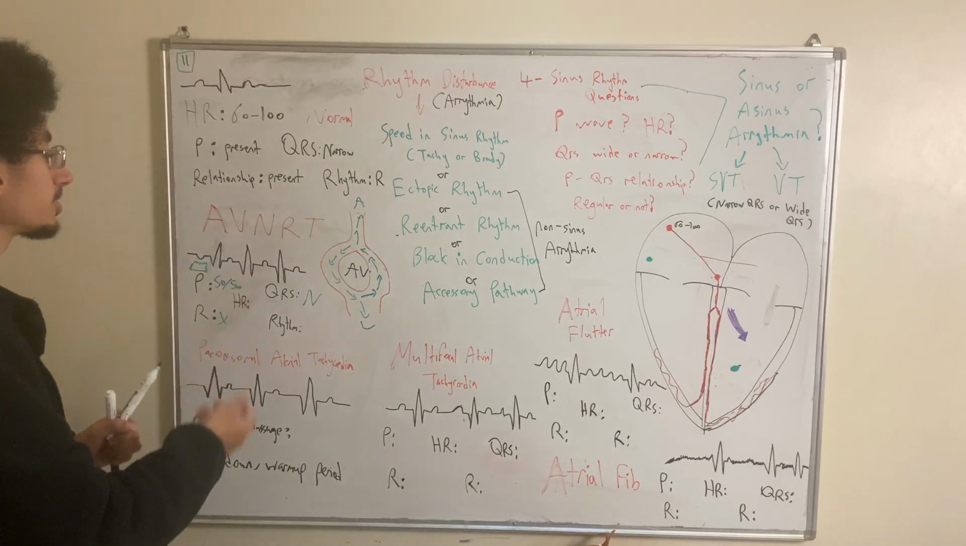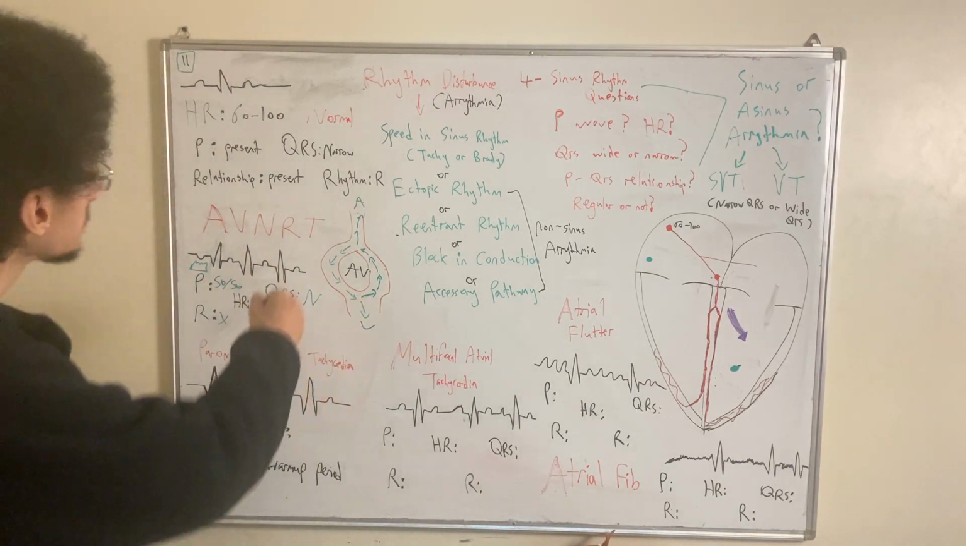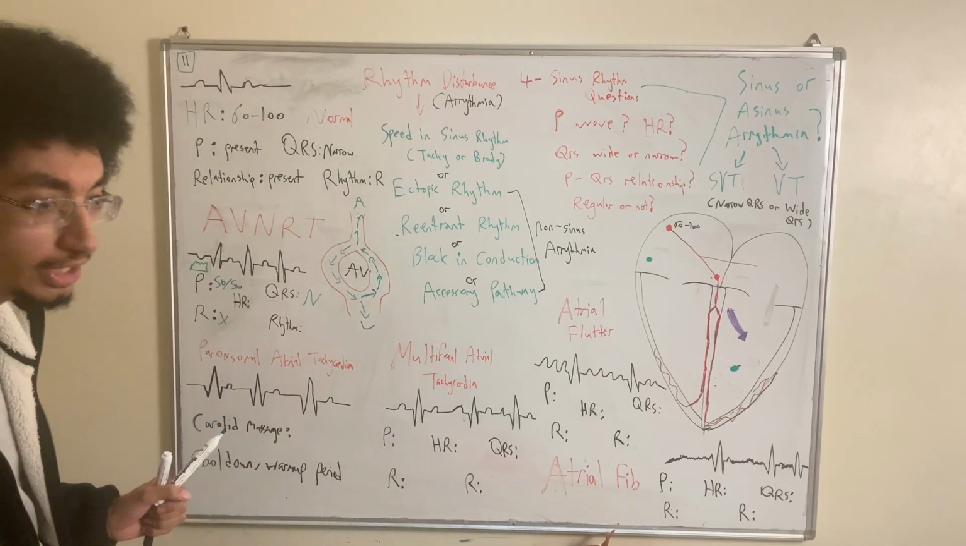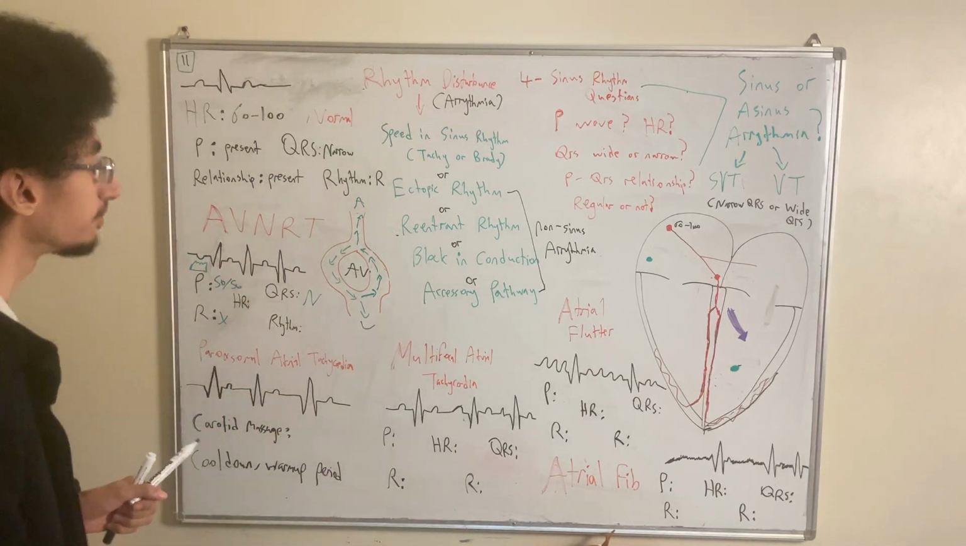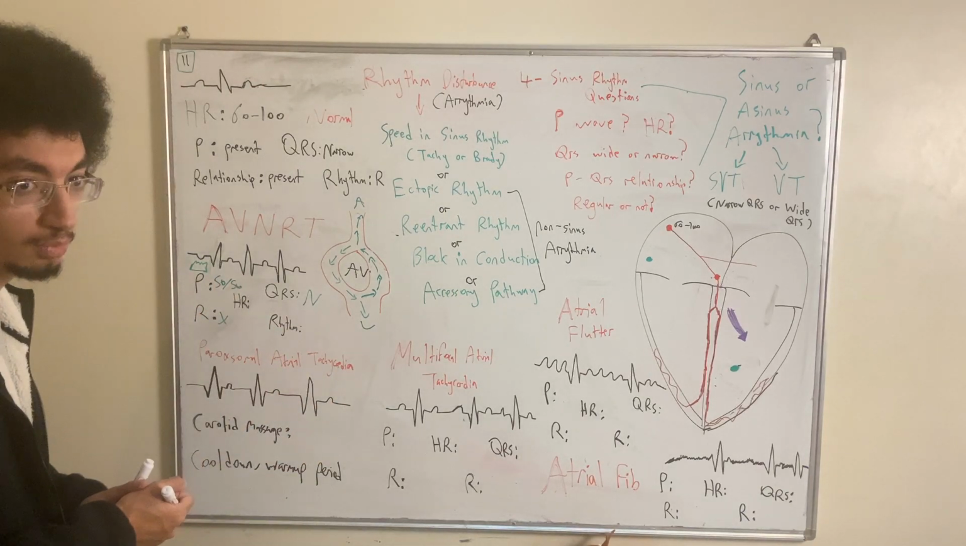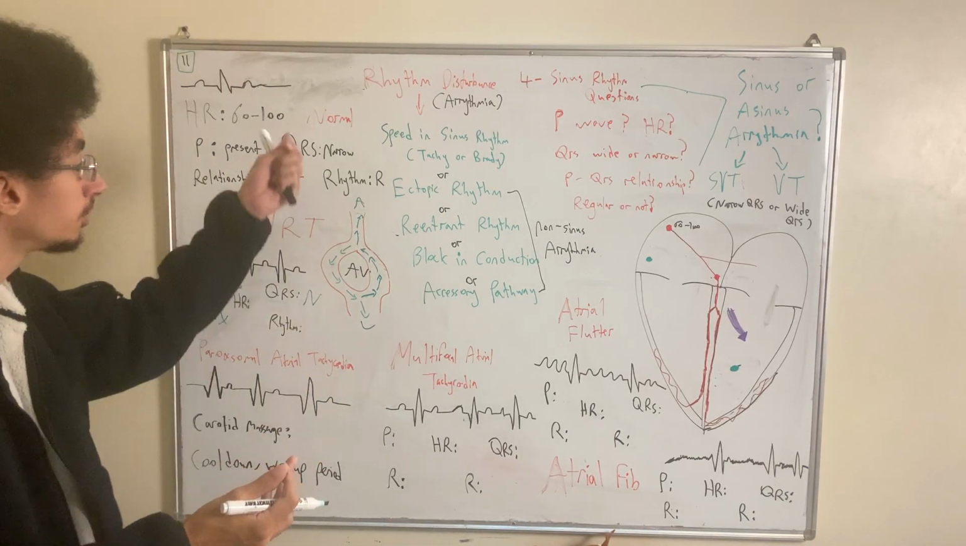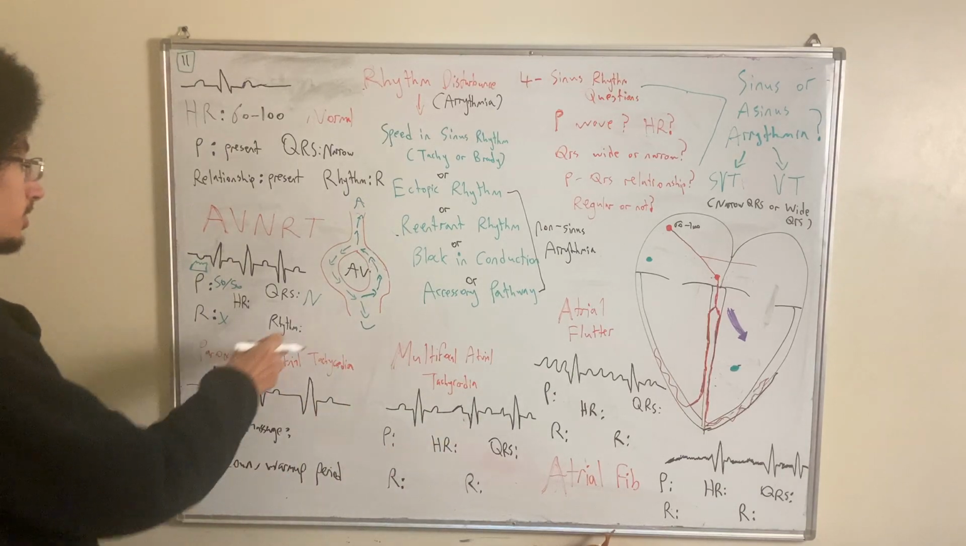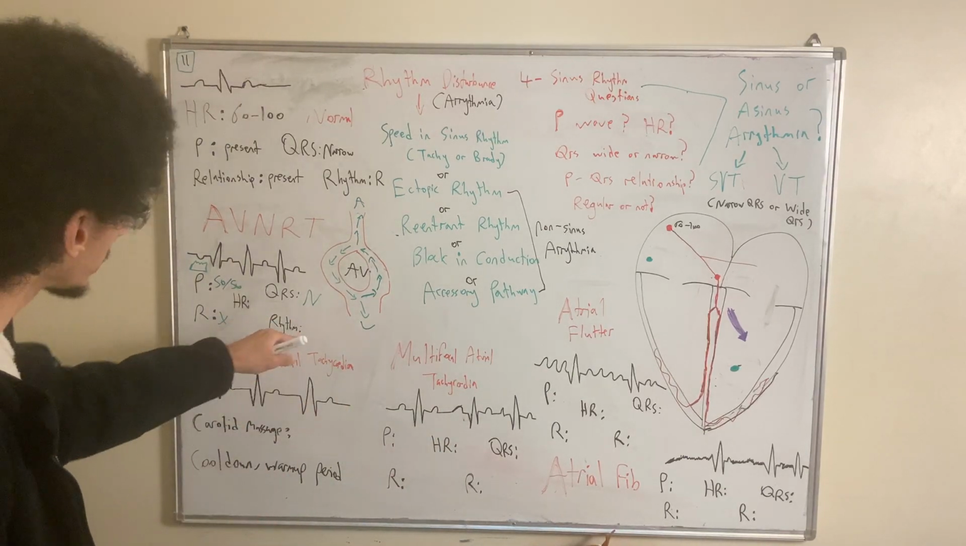In most cases of AVNRT, you'll not even see a P wave, or you might see a retrograde P wave. So the relationship here, you will not even see it, or there is no normal relationship between the P wave and the QRS.